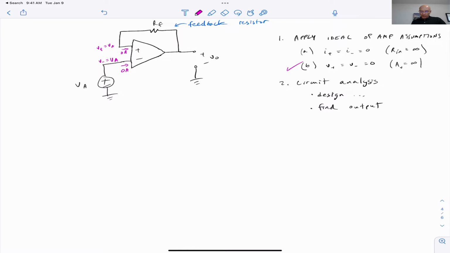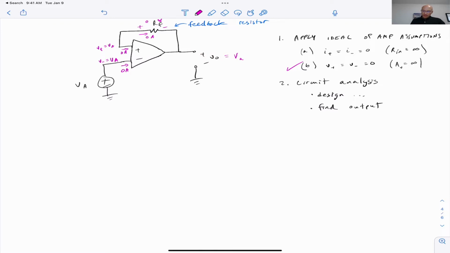Well, 0 amps flowing into the op-amp means that there's 0 amps flowing across this resistor. And that means that the voltage drop in this direction is 0 volts. I could reverse the direction and the voltage drop would be the same. So that tells us then that V out is also VA, right? Because there's 0 voltage drop across that feedback resistor.